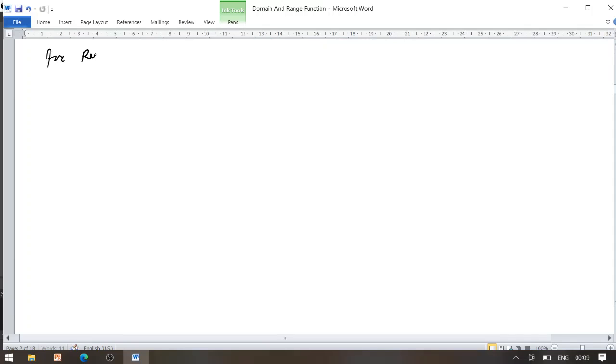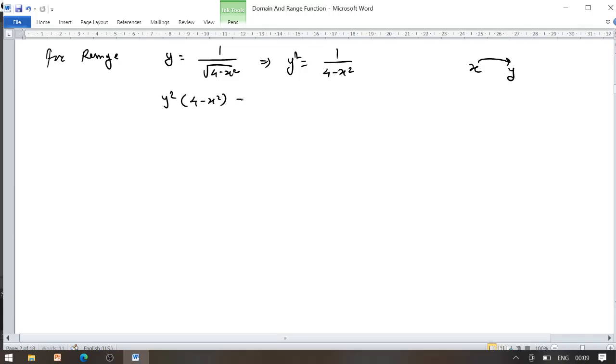So for the range, we have the given function y = 1/√(4 - x²). That implies y² = 1/(4 - x²). Keep in mind, for finding the range, we have to express x in terms of y. So after shifting the denominator, it gives us y²(4 - x²) = 1. After distributing this y² over the bracket, we get 4y² - y²x² = 1. So it is quadratic in x, keep in mind.